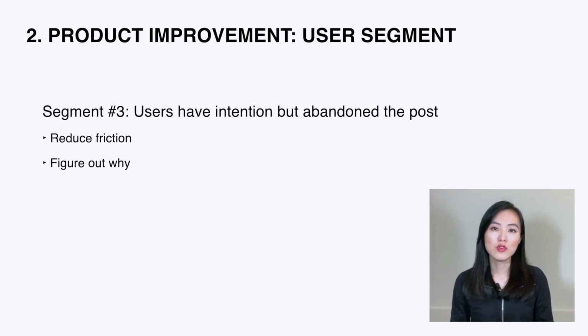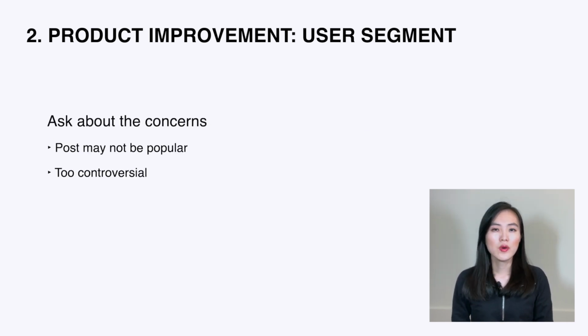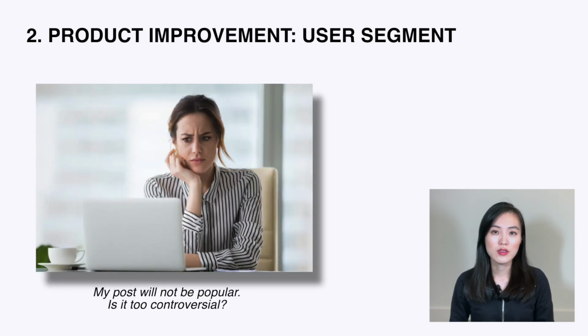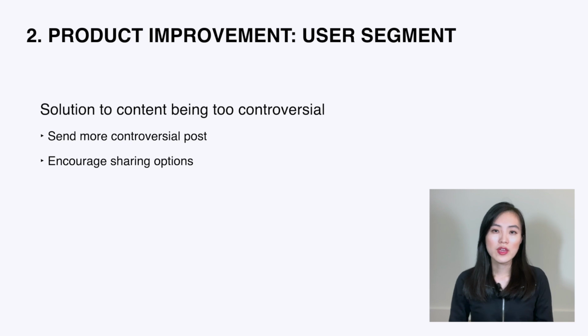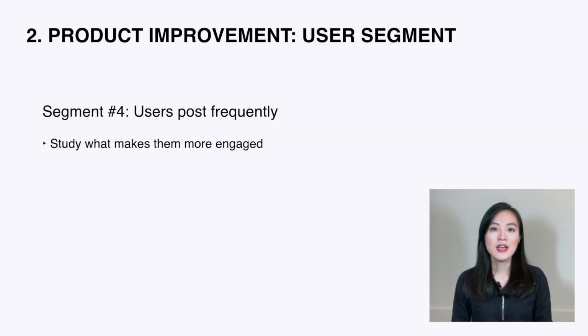We already talked about a few ways to reduce friction for those users. And here we can go one step further to figure out why. We could ask them about their concerns. Maybe they worry that their posts will not be popular, or they think their content is too controversial. If we can get the reason, we can have solutions to deal with them. If they worry that their content is too controversial, we could send some posts that are more controversial and encourage them to share their opinions.